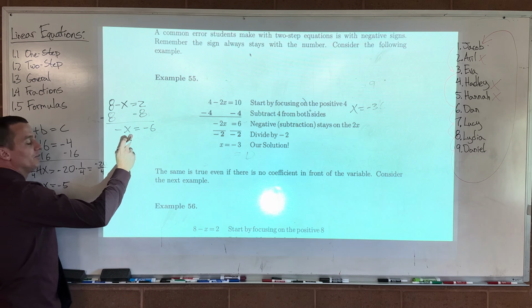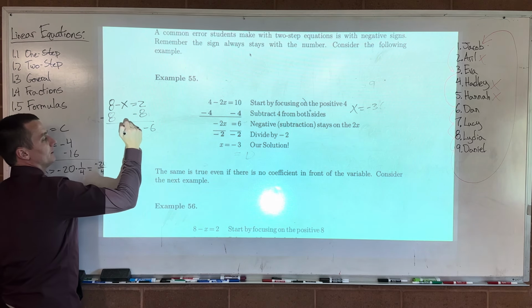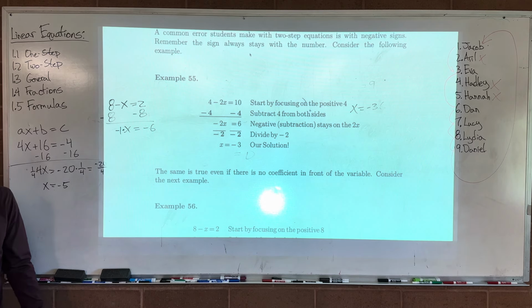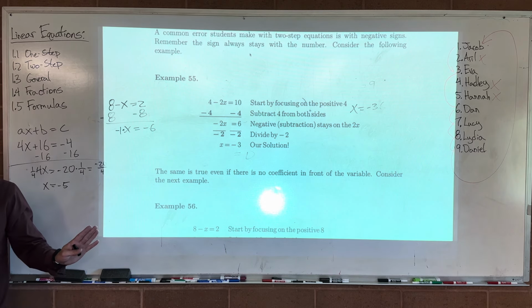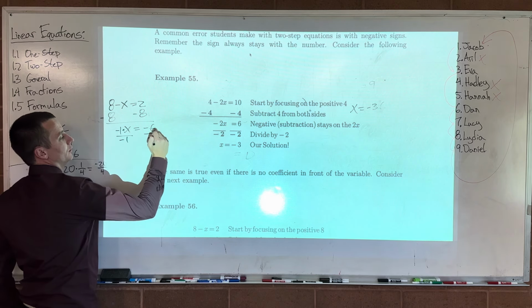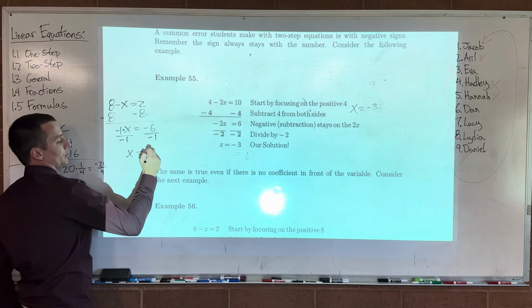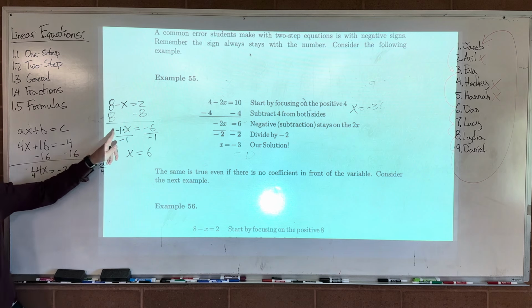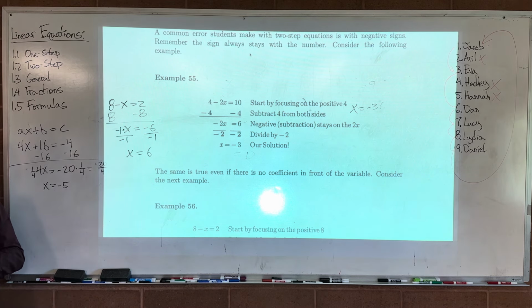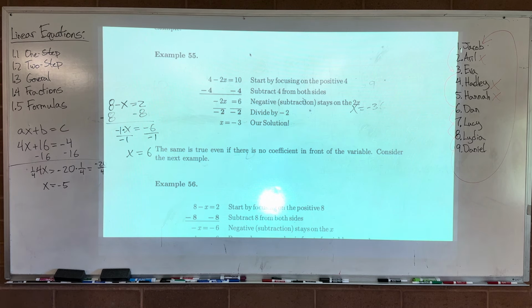Perfect. Remember that negative x, we can think about this as negative 1 times x if we want. Negative x, negative 1 times x, same thing. So we're going to divide both sides by negative 1. And so x equals 6. Obviously, if negative x equals negative 6, then x equals 6. Makes good sense?